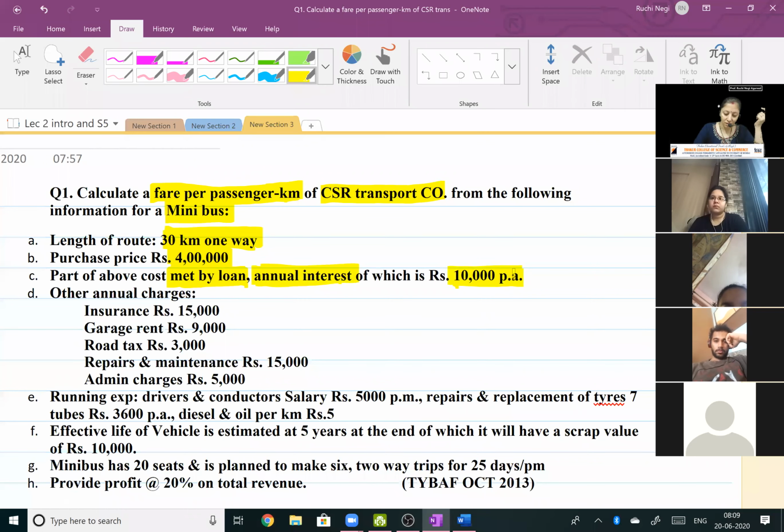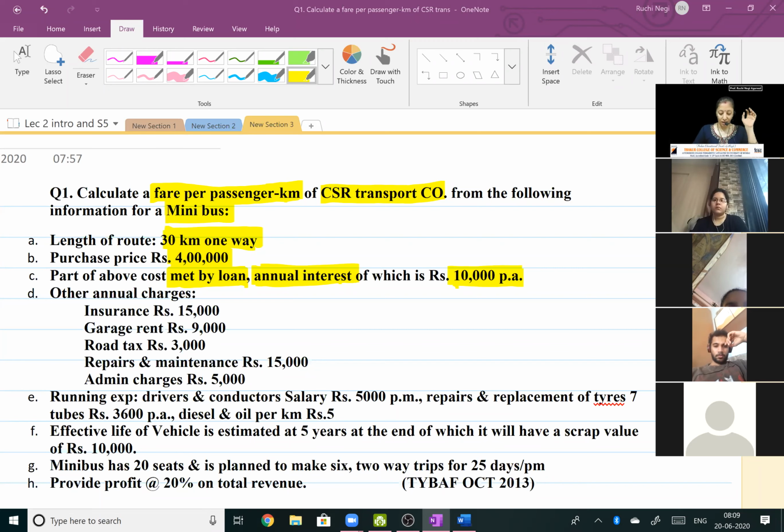So students, write it on the chat box. This 10,000 is which cost? Whether it is a fixed cost or a variable cost. Tell me that. This 10,000 interest is a fixed cost or a variable cost. Answer in the chat box.